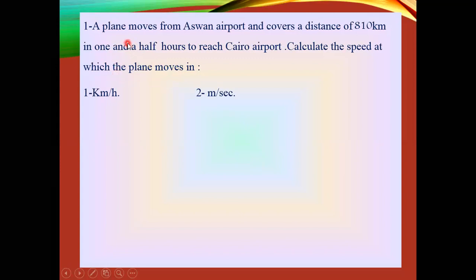Problem, let's solve it. We'll see our givings and then start substituting in the rule. A plane moves from Aswan airport to cover a distance of 810 kilometers in 1.5 hours. So the distance is 810, I'll write it directly, and the time is 1.5 hours to reach Cairo airport.